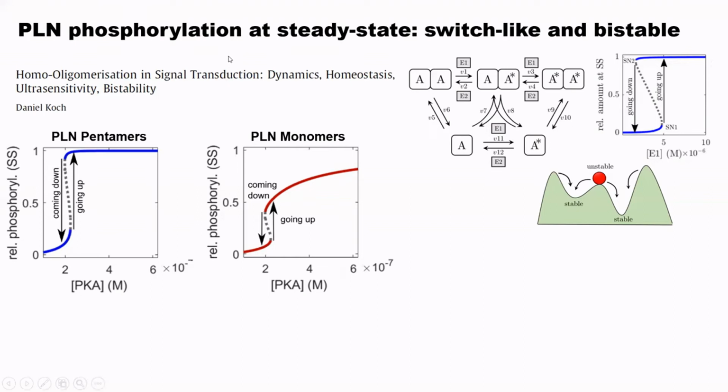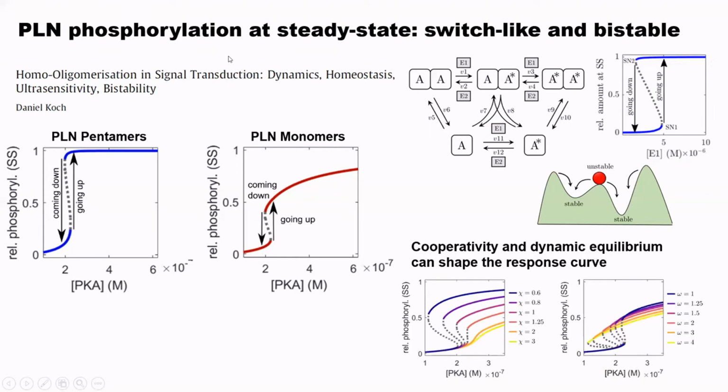What I also found is that the parameters for cooperativity and also for the dynamic equilibrium are actually quite important to shape these dose response curves. In particular, they strongly determine the bistable range, so how big the area is in which you can get bistability, and also the size of the jump from the low to the high phosphorylation state. So both these phenomena seem to be really important to shape these interesting dose responses.